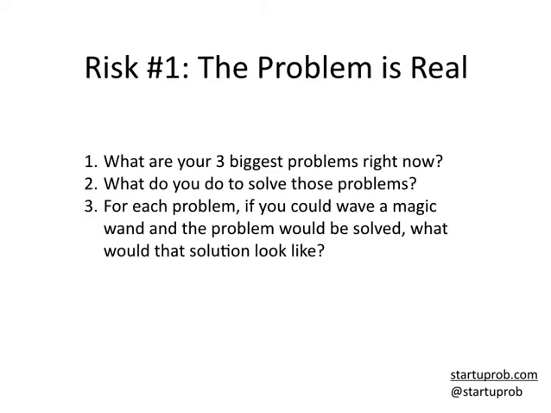So the way that we start this is trying to figure out that the problem is real. Paul Graham is the founder of Y Combinator, and he gets to see a lot of startups, and he says the number one reason startups fail is they make dog food that dogs don't want to eat. Basically, they're solving a problem that nobody cares about.